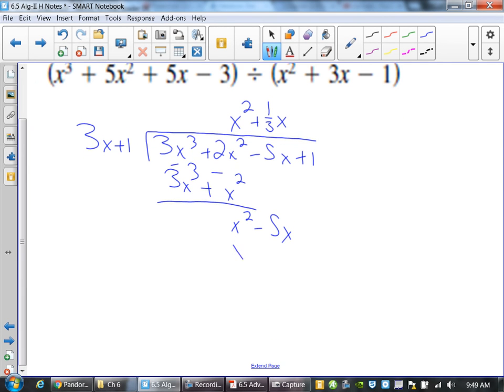So 1/3 x, you get x squared plus 1/3 x. So you subtract it out and you get negative 5 1/3 x plus 1. So when you multiply, now this is where this one is kind of stinky because of the fraction here. It might be a better idea. Let's see, that would be negative 16 over 3.